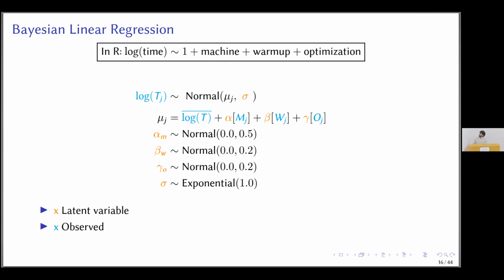So in R, this is what you would do if you did a frequentist regression. You have the full model at the top, where I take the log of the execution time because I'm interested in differences in percentages and not in milliseconds. And then I add one factor for what machine I'm using, if the machine is hot or cold, and what kind of optimization is going on. At the bottom, I have basically the same specification, but in the Bayesian way. I don't have time to talk a lot about how I set my priors and so on, but this is the end. All right.